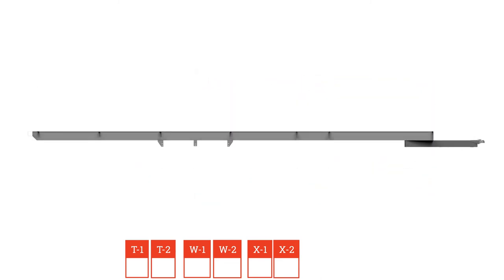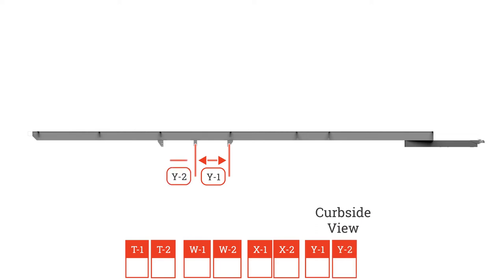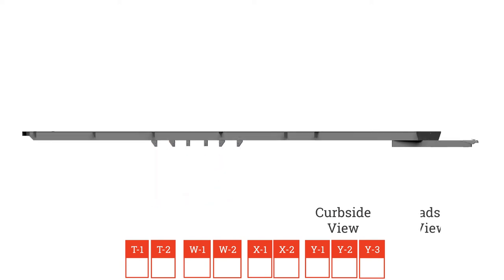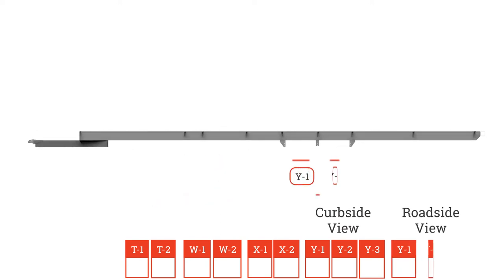Moving to the curbside, measure center of bolt front hanger to center of bolt middle hanger for Y1. Measure center of bolt middle hanger to center of bolt rear hanger for Y2. Then measure outside front hanger to outside rear hanger for Y3. Then you can repeat the process on the roadside for Y1, 2, and 3.